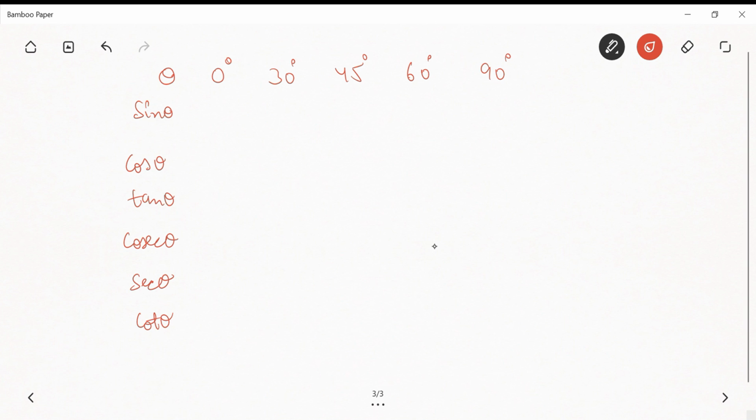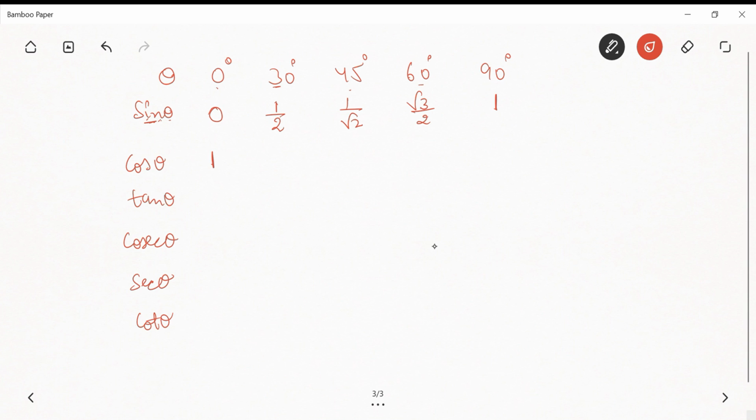Now see, sine theta, that is sine 0 degree, is always 0. Sine 30 degree is 1 by 2. Sine 45 degree is 1 by root 2. Sine 60 degree is root 3 by 2. Next, sine 90 degree is 1. Okay. Now cos theta. So cos 0 is 1.